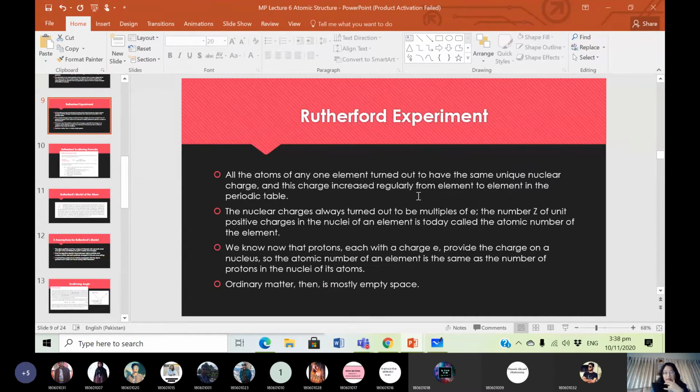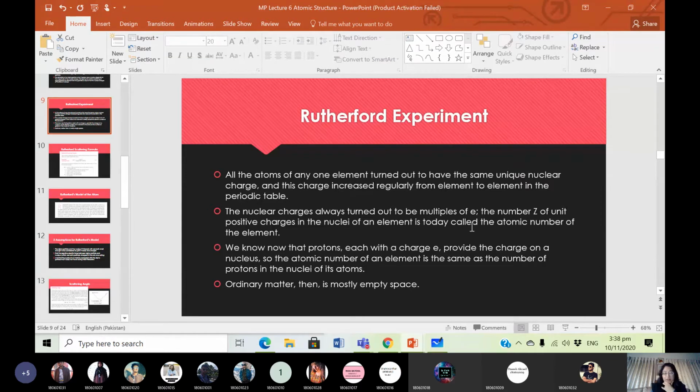And this charge increases regularly from element to element in the periodic table. You must have all studied the periodic table in chemistry, right? So उसमें element to element उनके nuclear charge increase होता जाता है. ठीक है? The nuclear charge, the charge of the nucleus. So the nuclear charges always turn out to be multiples of e. e is the electron charge.